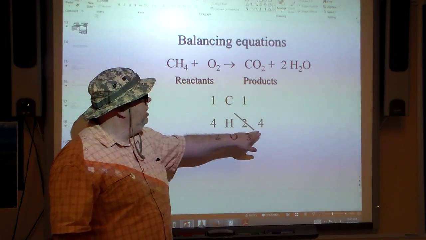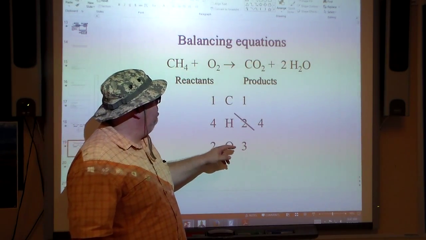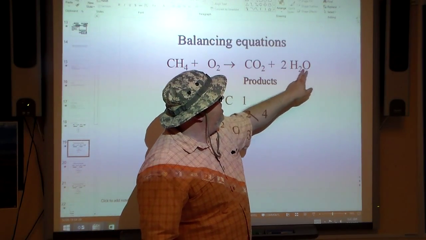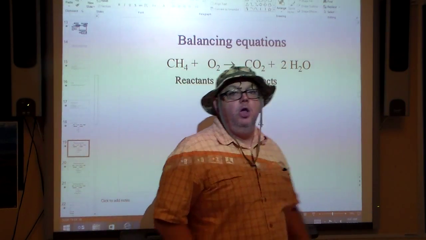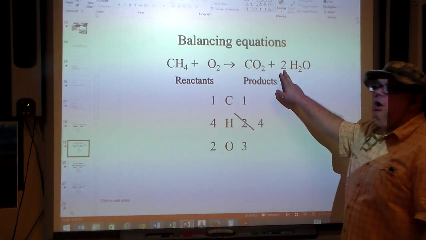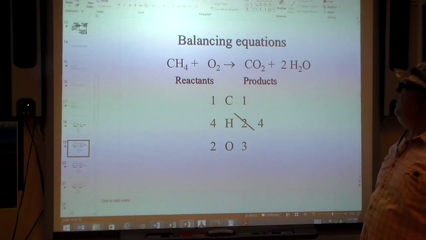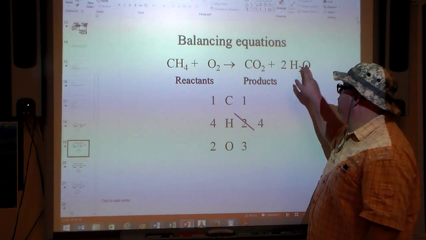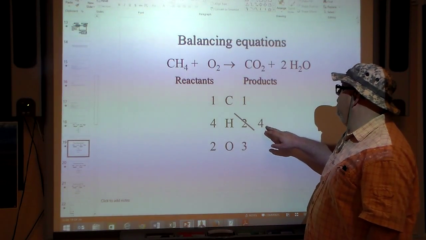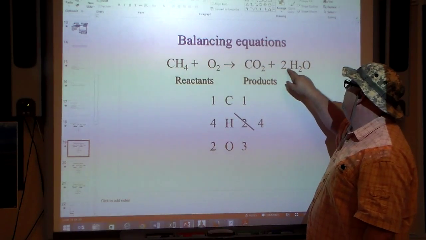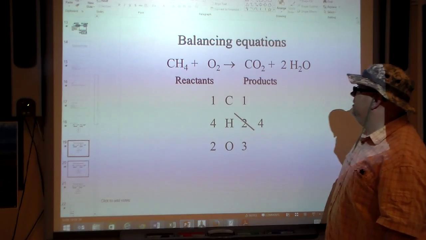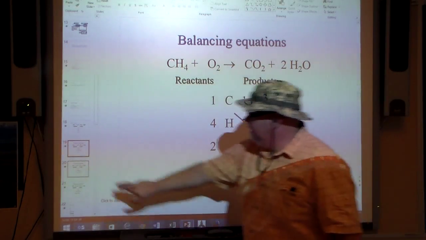So in this case, we want to make the number of hydrogens equal to each other, so we put a 2 in front of here. We never mess with these subscript numbers. We only mess around with the coefficients. That's a very key thing for us. So we got 2 here, so that gives us 4 hydrogens. It also gives us 2 oxygens here, which we see in our next slide, supposedly.